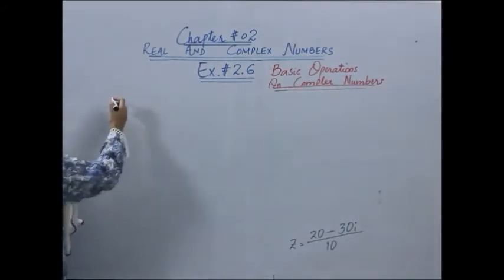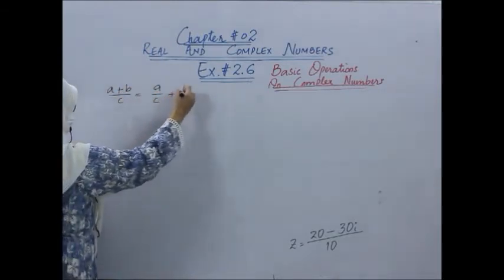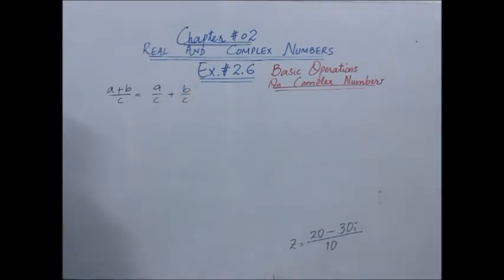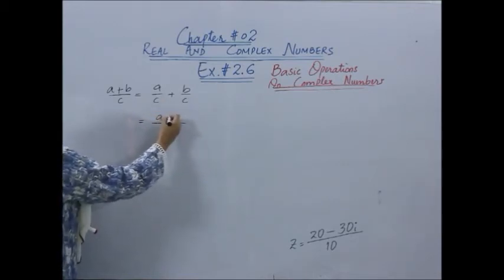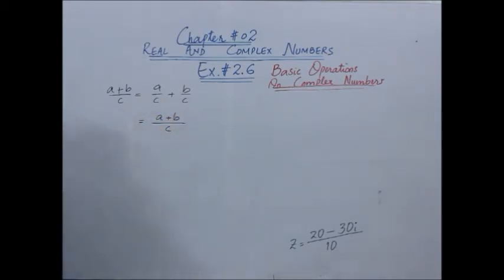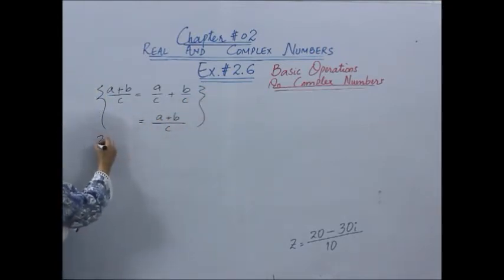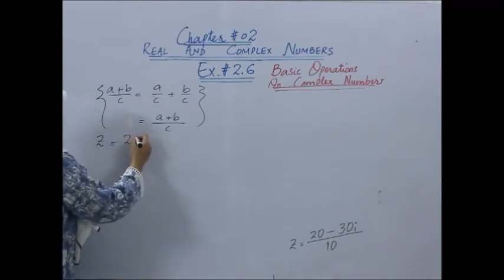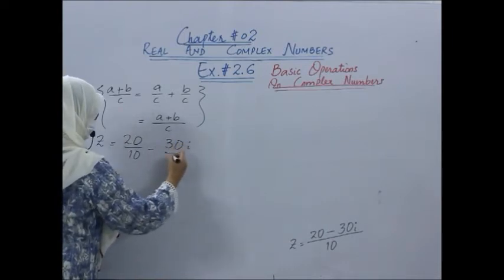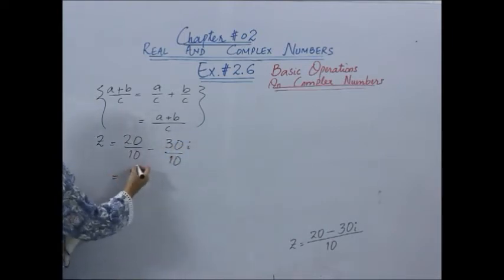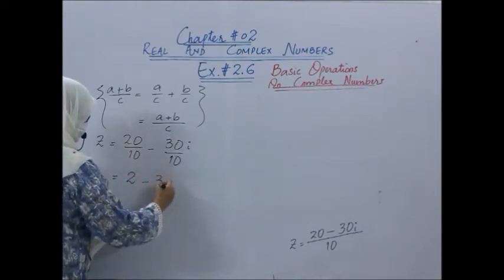Okay students. Now, can I write a plus b over c as a over c plus b over c? Can we write it like this? As the denominators are same, if I solve it, it will again become what? A plus b over c. Isn't it? So here, we can write that complex number z like this. 20 over 10 minus 30 iota over 10. Now we will simplify it. 10 into 2, 20, and minus 10 into 3, 30.